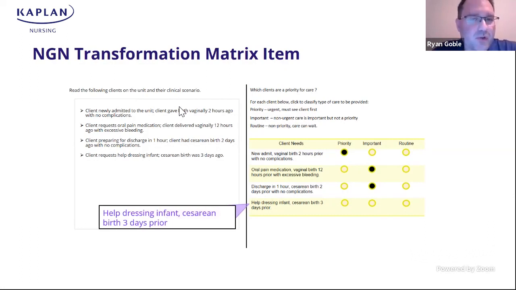And the client who needs help dressing the infant had a C-section 3 days prior. This client requires routine care.